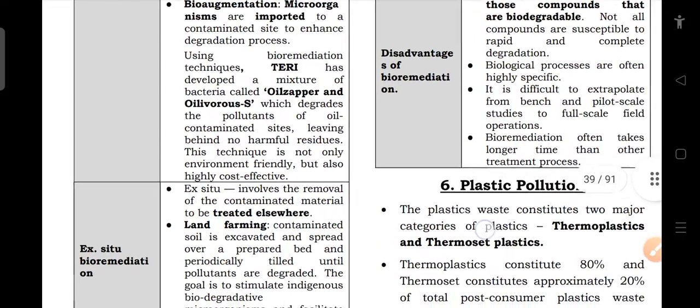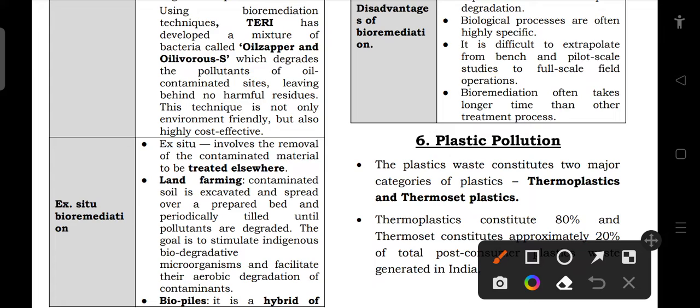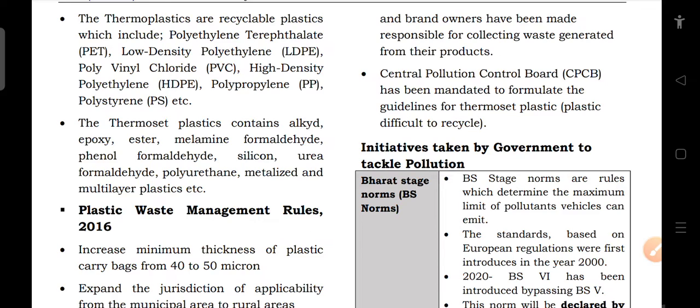Now the next kind of pollution is plastic pollution. So what is this plastic pollution? Plastic pollution is because of two categories of plastic: thermoplastic and thermoset plastic. Thermoplastics are 80% and thermoset constitute only 20% of total post-consumer plastic waste generated in India. So the major contributing factor for waste is thermoplastic. Now we understood that thermoplastics are more dangerous.